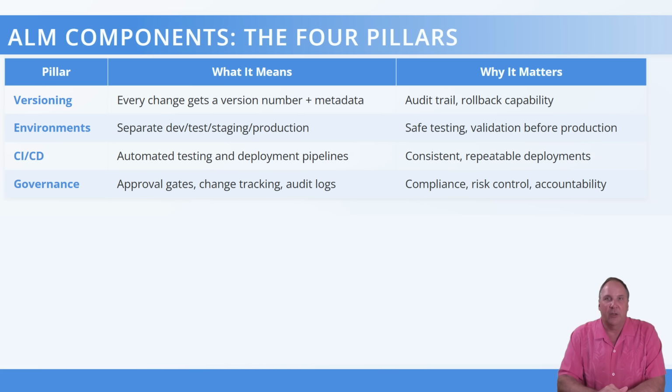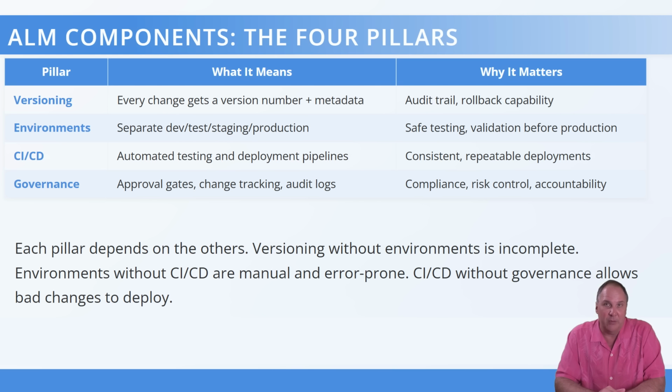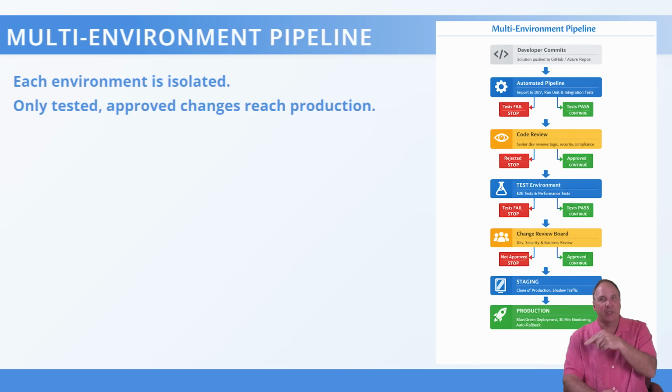Fourth, your governance gates and approvals. Not every change should go straight to production. Some require code review by a senior developer and a security review. Does this change any data permissions? A compliance review. Does this violate any regulations? These gates slow down deployment intentionally. It's a trade-off. Speed versus safety. Enterprises choose safety.